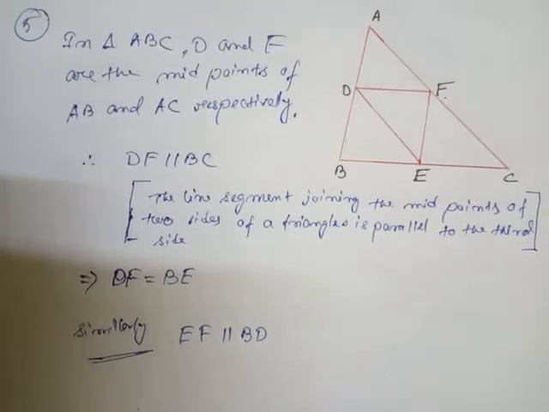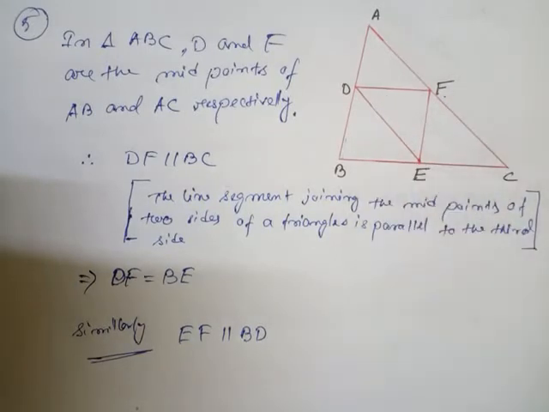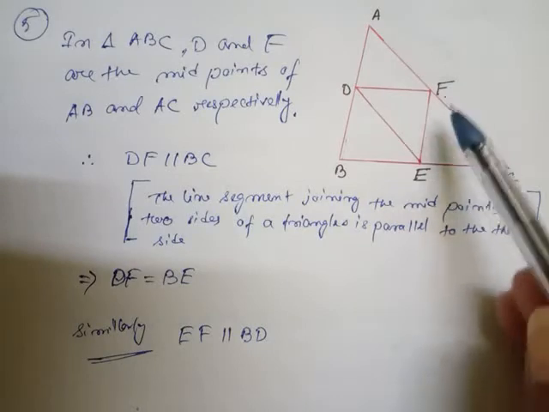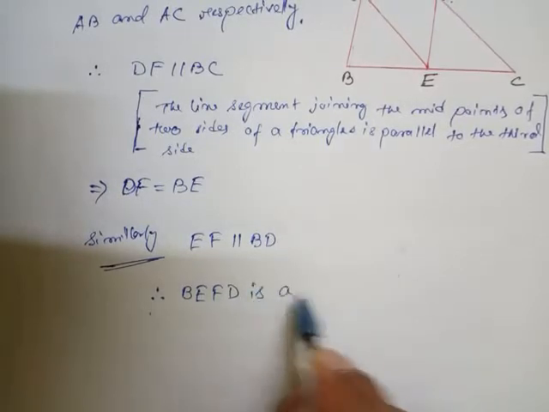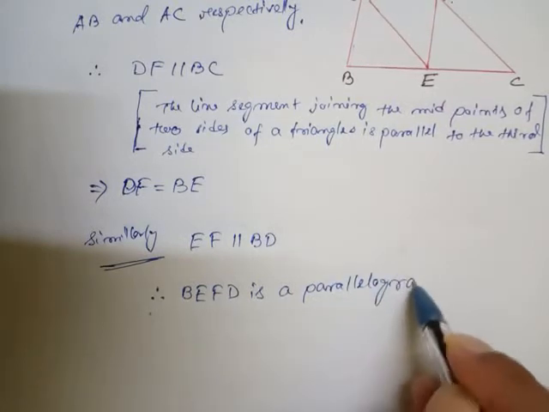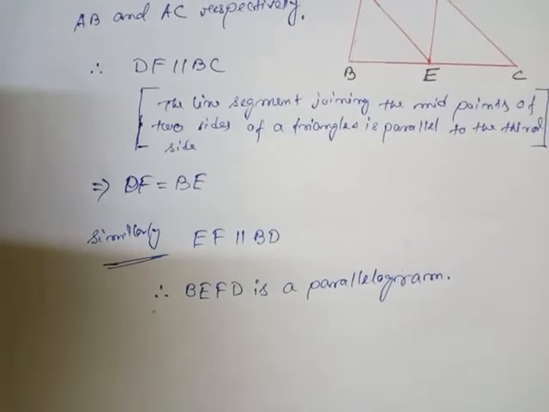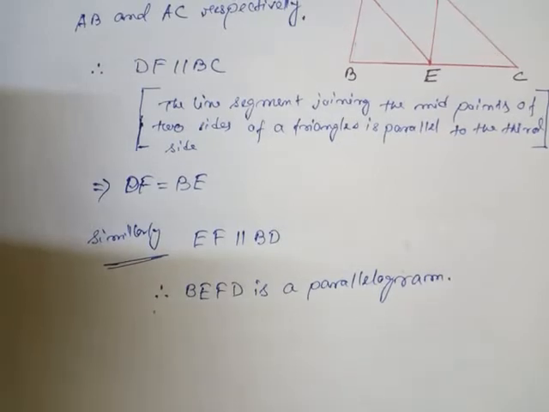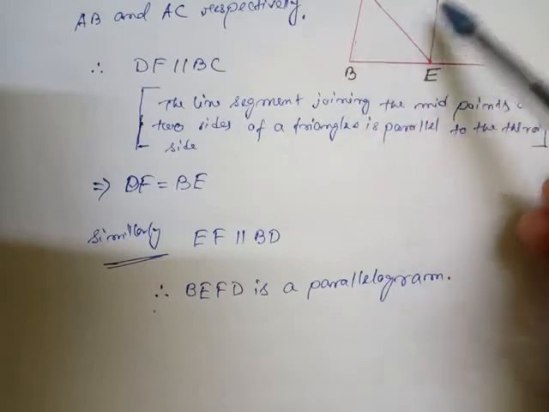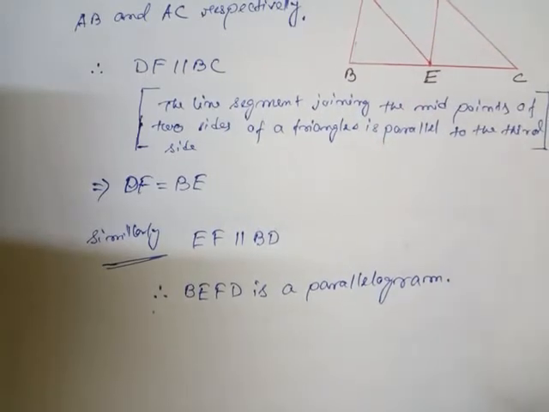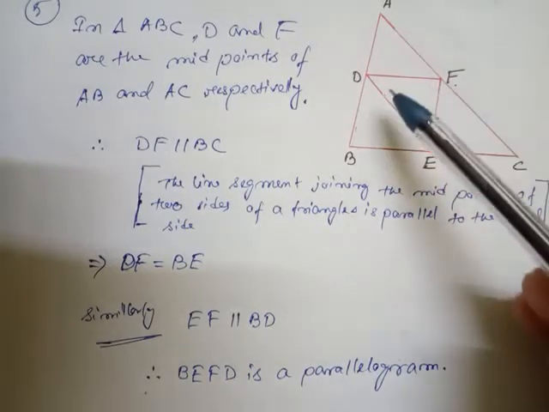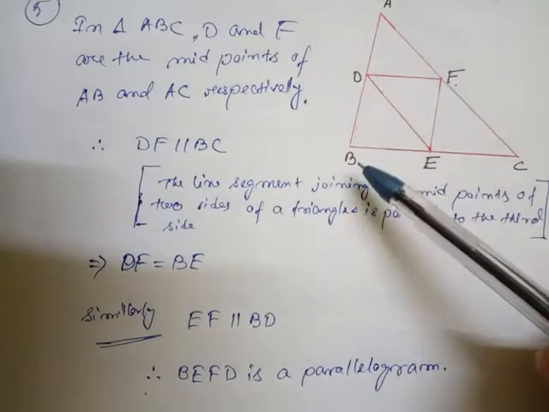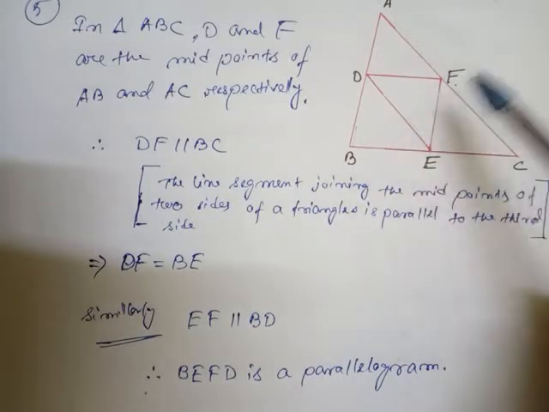Now look, student, if DF is parallel to BE and EF is parallel to BD, we can say that BEFD is a parallelogram. So we write down here, therefore BEFD is a parallelogram. Now if it is a parallelogram, then we know that opposite angles of a parallelogram are equal. So angle B and angle F are the opposite angles of a parallelogram. Similarly, D and E are the opposite angles, and in BEFD, BF will be the diagonal.